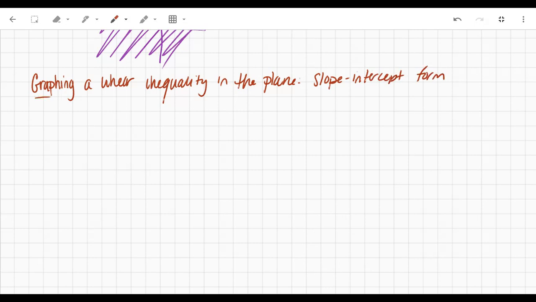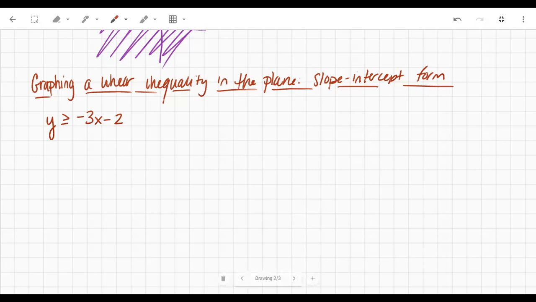Okay, so same thing. We're just going to graph a line. We're going to use the same rules where if it's less than or equal to, it's a solid line, or greater than or equal to, a solid line. If it's just less than or just greater than, it's a dashed line. Okay, we're going to have y is greater than or equal to negative 3x minus 2.